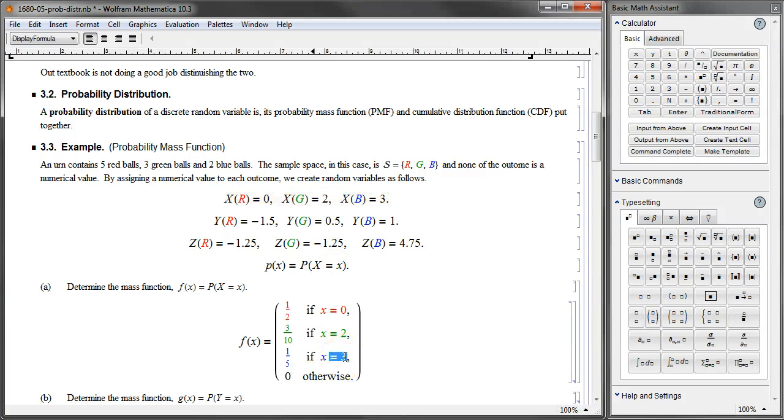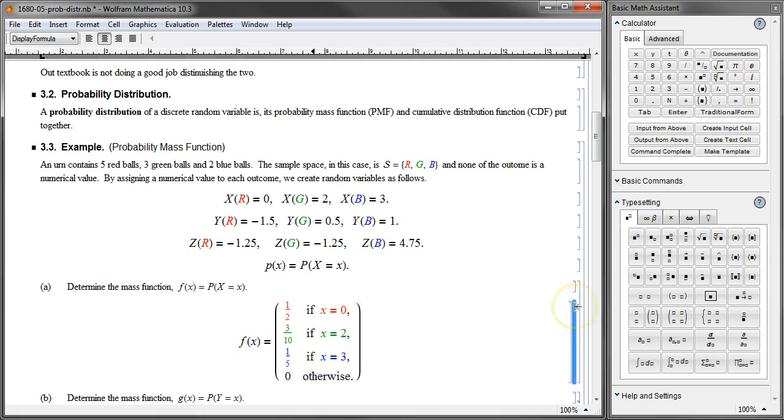When small x is 3, that means capital X takes value 3. That corresponds to the blue ball. So the probability is 2/10, so we have 1/5. Otherwise, impossible. So otherwise the probability is all 0 because it is impossible to get anything else. That is the mass function here.